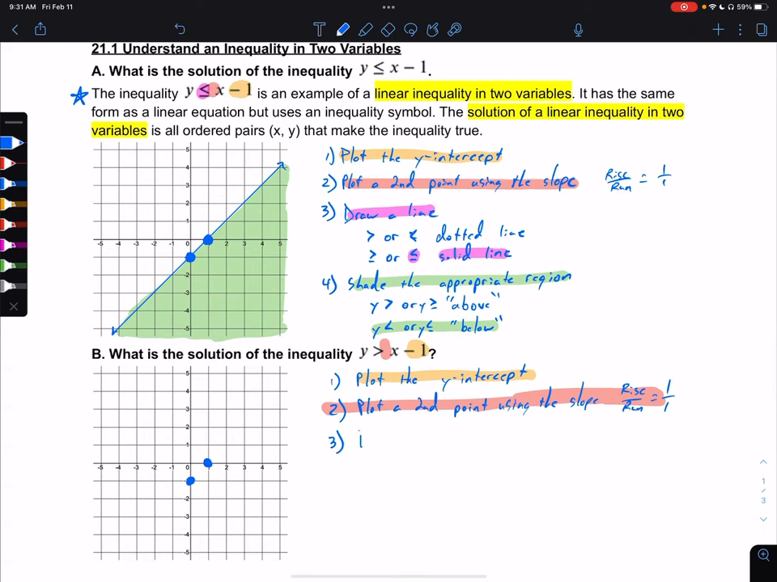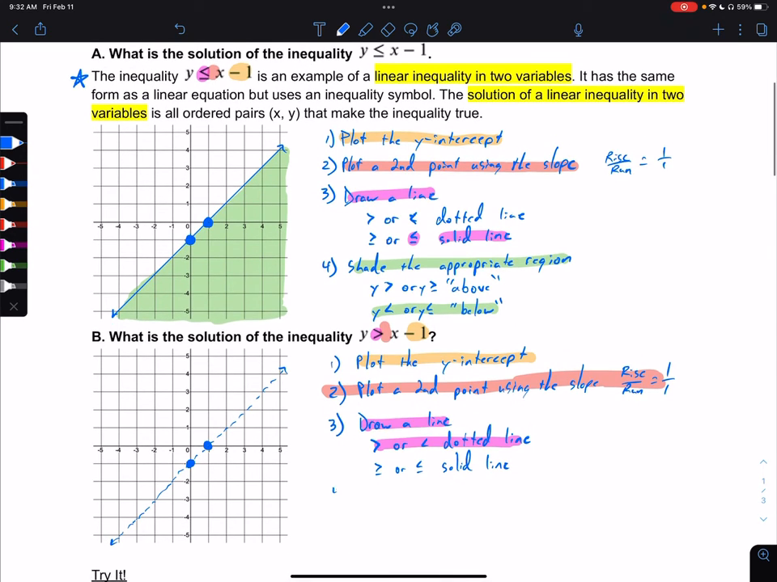Now step 3, we want to be careful here. They tell us to draw a line. If it's greater than or less than, it is a dotted line. And in this case, that is what is true. So we have a greater than symbol with no equals. So when we draw this line, it is going to be a dotted line. Had it been greater than or equal to or less than or equal to, it would have been a solid line. All right, so when I connect these points, I'm going to draw a dotted line like this. I'm not going to have my arrows.